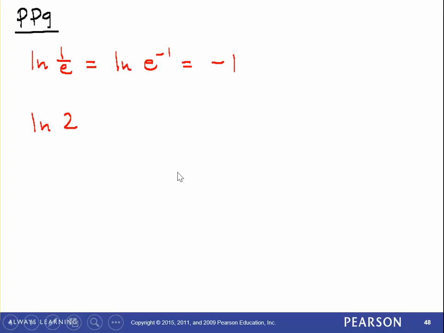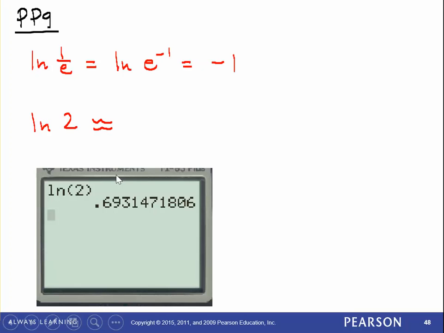Ln of 2, that one you do have to do by calculator. And because you're doing it by calculator and you're approximating, you put these little squiggly equal signs, not a straight equal sign. It should look like this on the TI-83 or TI-84. It should say ln of 2, and then you close off that parenthesis and get a number. I'm not sure in the homework how many decimal places they want, so I'm going to just fill in a few.